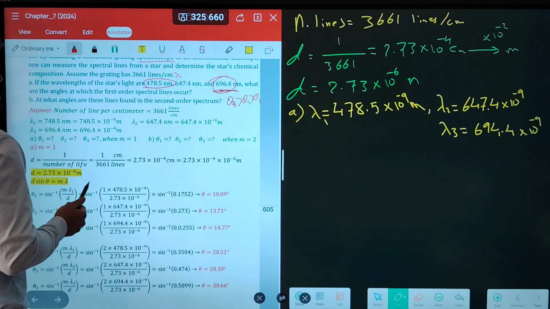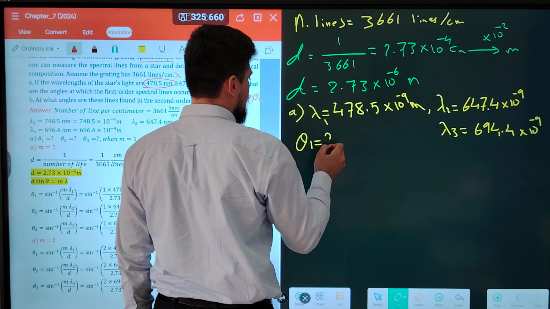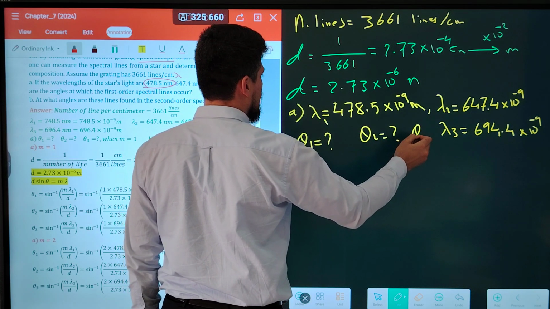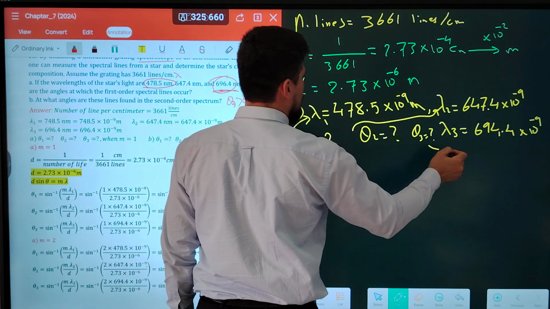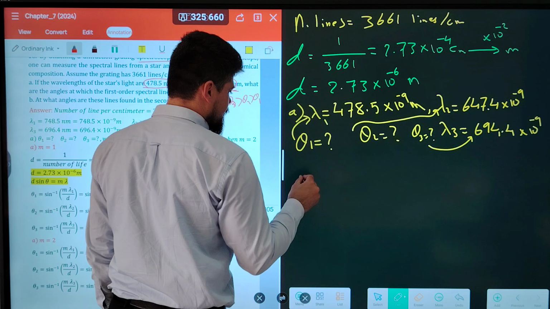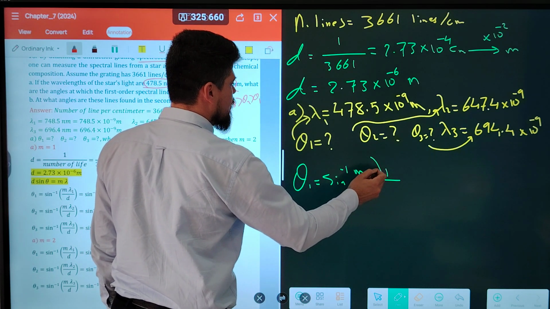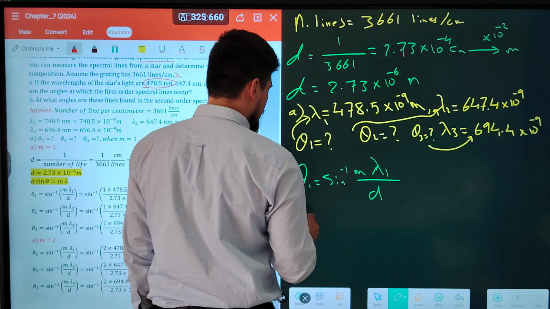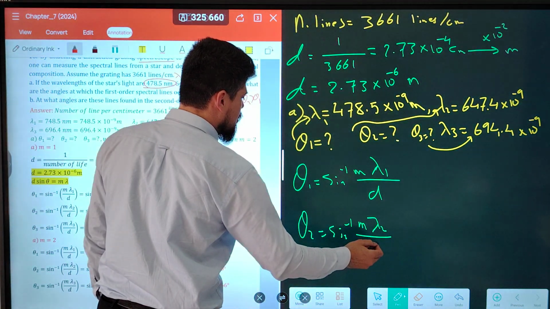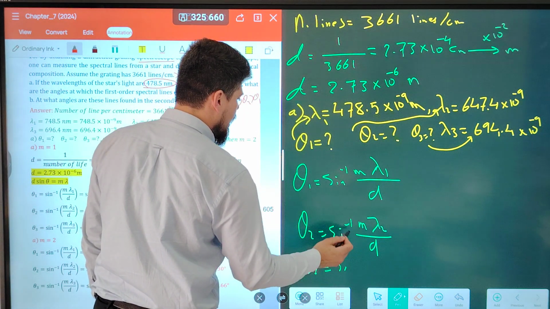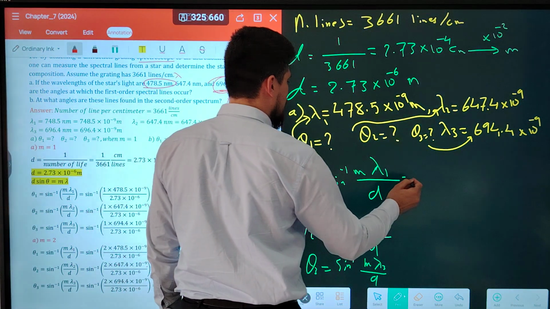What are the angles at which the first order spectral lines occur? It means theta 1 is equal to what? Theta 2 is equal to what? Theta 3 is equal to what? Theta 1 belongs to lambda 1, theta 2 to lambda 2, theta 3 to lambda 3. For theta 1, sine inverse of m lambda 1 over d. For the second one, sine inverse of m lambda 2 over d. M and d are constant. Then sine inverse of m lambda 3 over d.